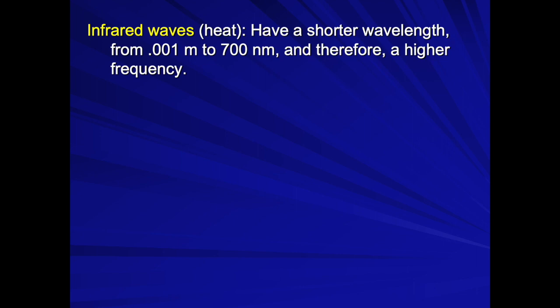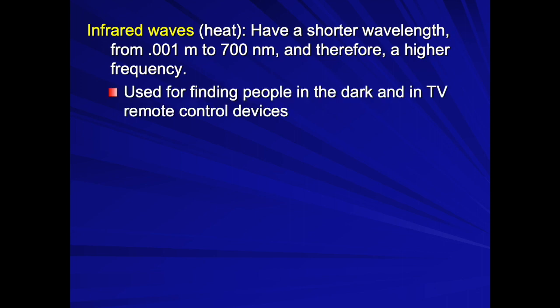Infrared waves are slightly shorter in wavelength, from 0.001 meters to 700 nanometers, and have slightly higher frequency. Infrared is used for finding people in the dark and used in your TV remote.